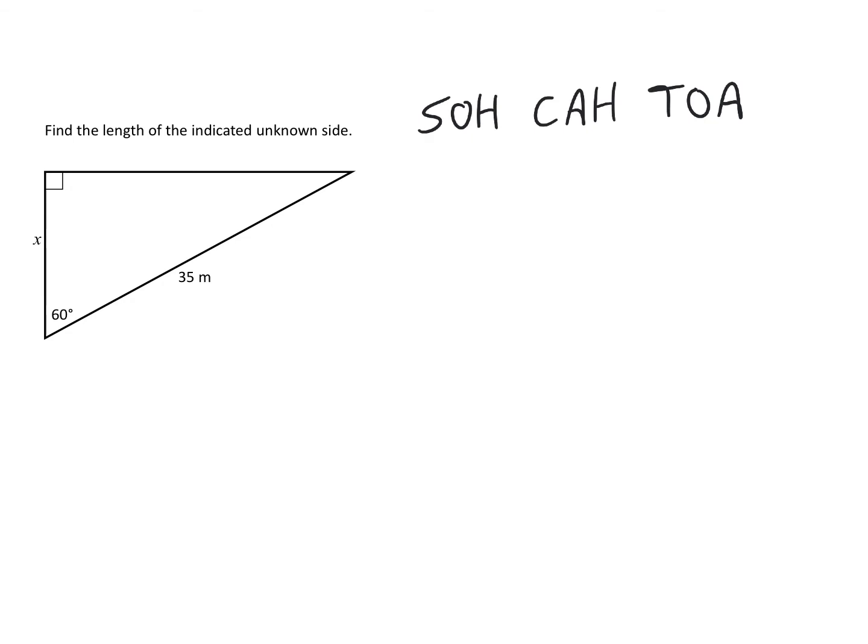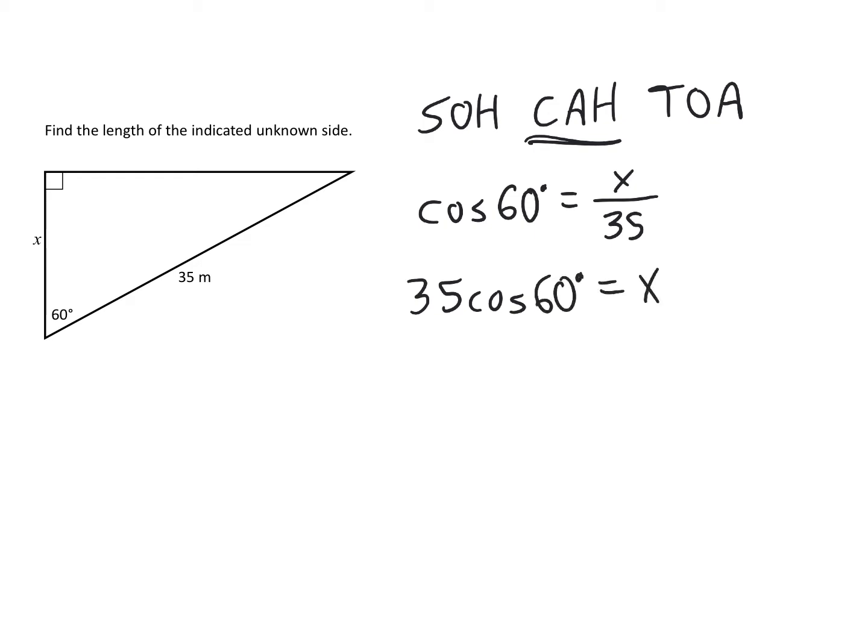So if we look at this example, the 35 would be our hypotenuse. The x would be adjacent because it's beside the 60, so we're looking at cosine. So cosine of our 60 degrees is equal to adjacent over 35, the hypotenuse. 35 cos 60 equals x, and we get x equals 17.5 meters.